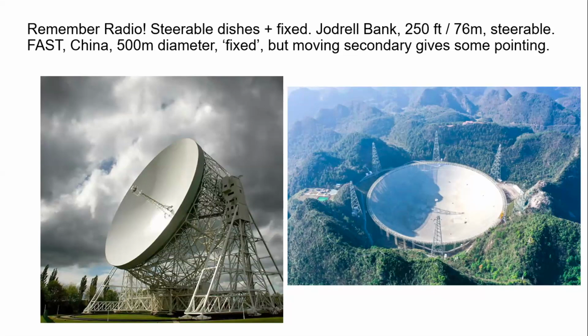FAST stands for 500-meter azimuth spherical telescope, because it's an azimuth mount spherical telescope. And it's basically a dish which is suspended in a hollow in the mountains. And although it can obviously only point straight up, the detectors which are mounted at the focus above it can be moved forwards and backwards, left and right, using cables slung from these pillars there.